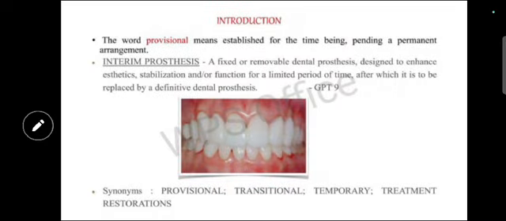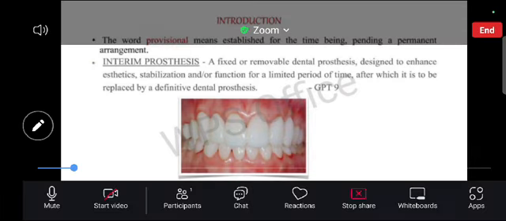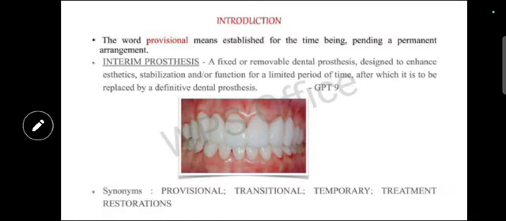Introduction. The word provisional means established for the time being, pending a permanent arrangement. An interim prosthesis is another name for provisional restoration. A fixed or removable dental prosthesis is designed to enhance aesthetics, stabilization and function for a limited period of time, after which it is to be replaced by definitive dental prostheses.